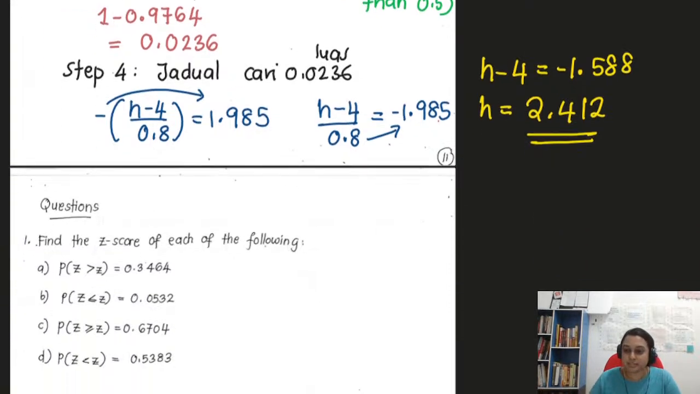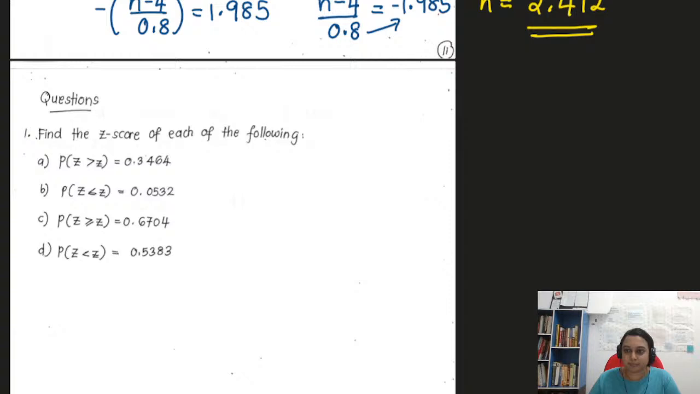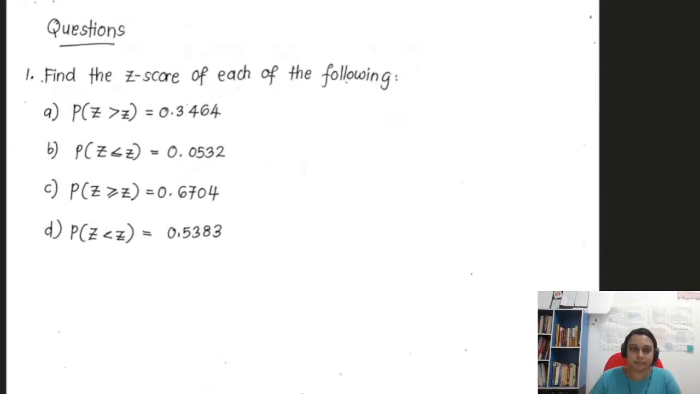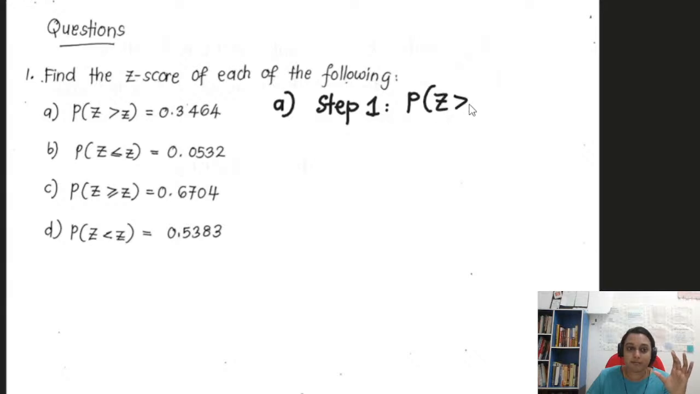Okay, we go to questions. Find the Z score. Find the Z. Okay, if you look at the first question, 1A. Do I need to do step 1 or not? Need to convert to Z? No need. Why no need? Because here it is already in Z, isn't it? So step 1 can skip. No need to convert to Z form.